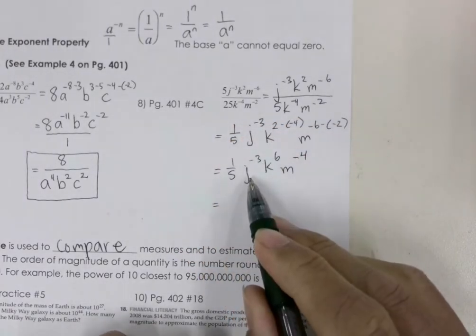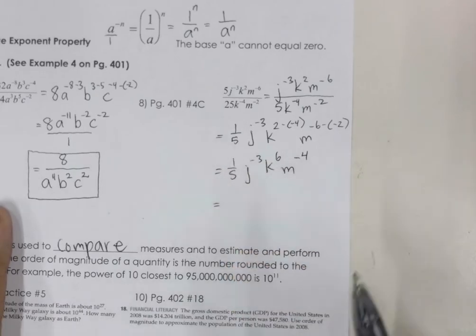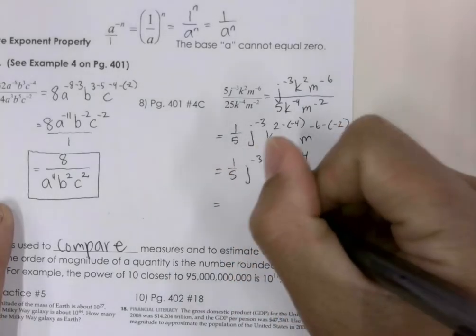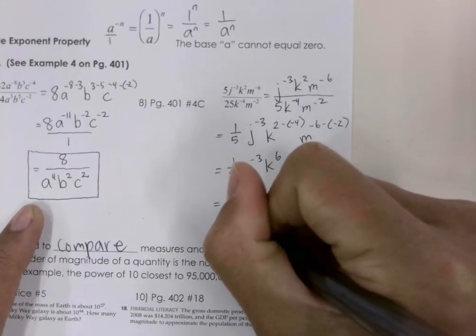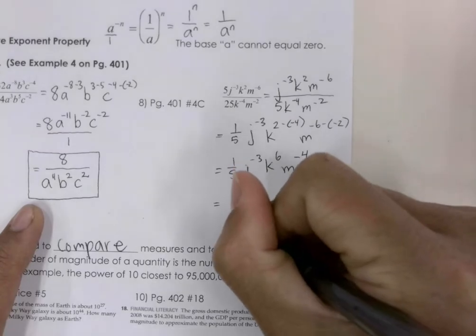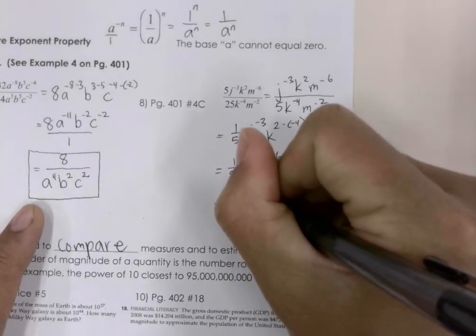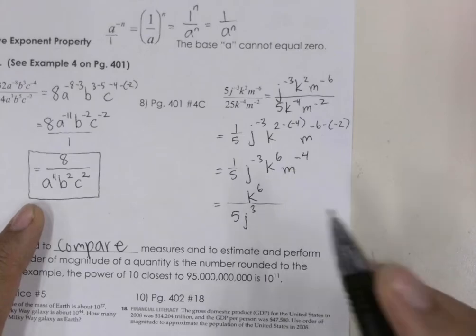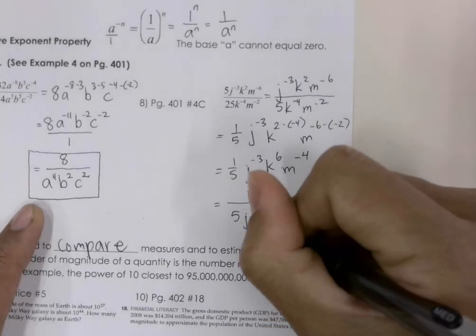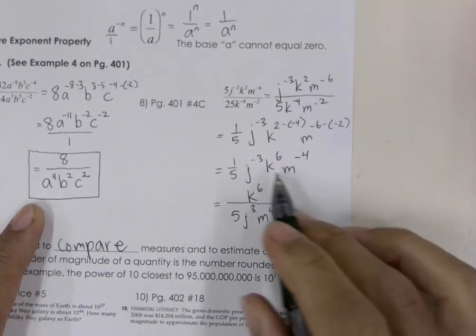The j to the negative 3 needs to move from the numerator into the denominator so the power can become positive. So here in the denominator I have 5 times j to the power of 3. The k stays in the numerator, k to the power of 6, and the m needs to move to the denominator so its power can become positive, m to the power of 4. And this is our final answer here.